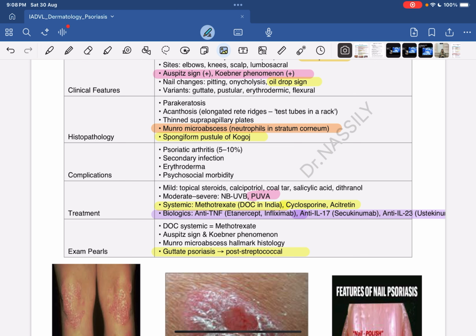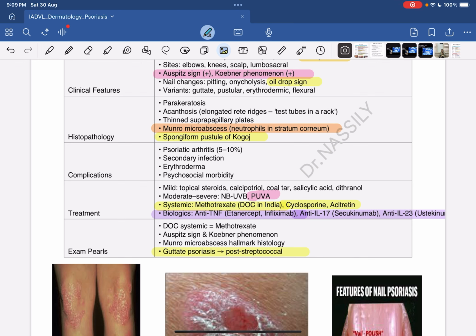Systemically, we can give methotrexate. It is the drug of choice in India. Cyclosporin, acitretin. Biologicals: anti-tumor necrosis factors like etanercept, infliximab, anti-interleukin 17, secukinumab, anti-interleukin 23, ustekinumab.